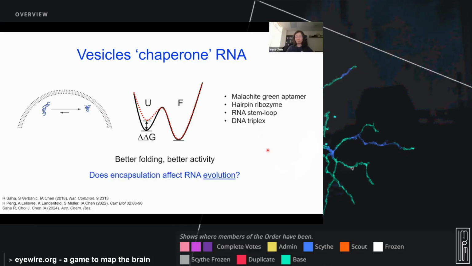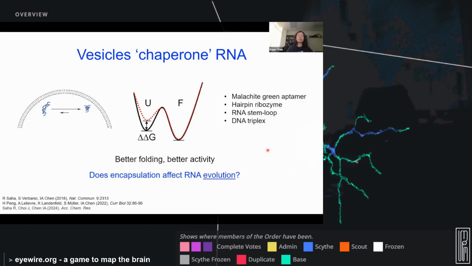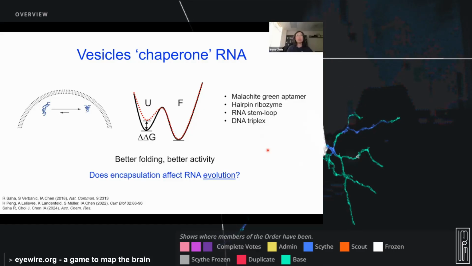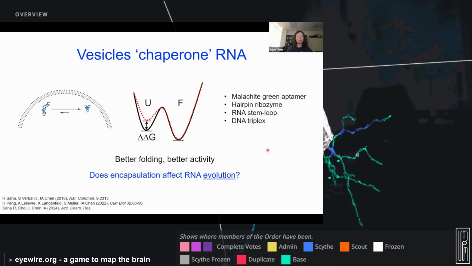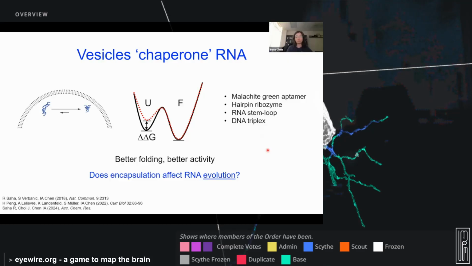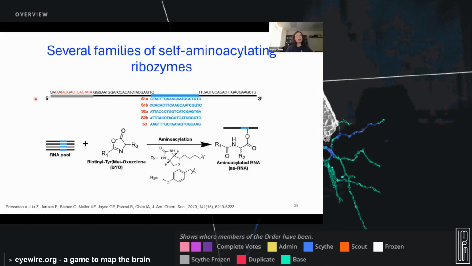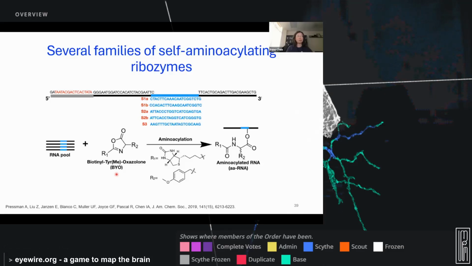Okay, so I think this is the last thing I'll talk about: whether encapsulation affects RNA evolution. So we've already seen some things where you can rescue a mutant sequence by encapsulating it. And we wanted to understand, for an entire population being evolved, does being encapsulated affect its evolution? Just to refresh your memory, we've got all of these different self-aminoacylating ribozymes, and we can evolve them by an in vitro selection procedure using these biotinylated oxazoles.